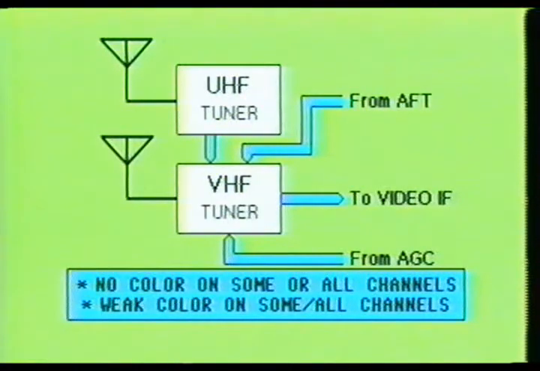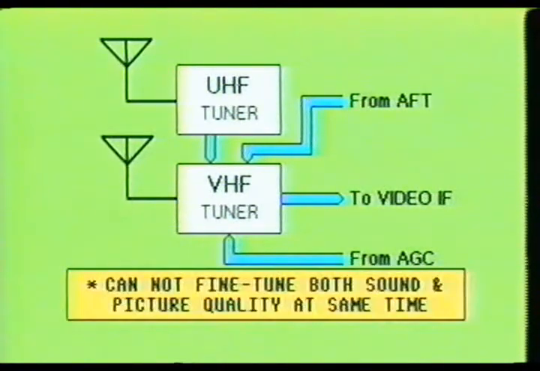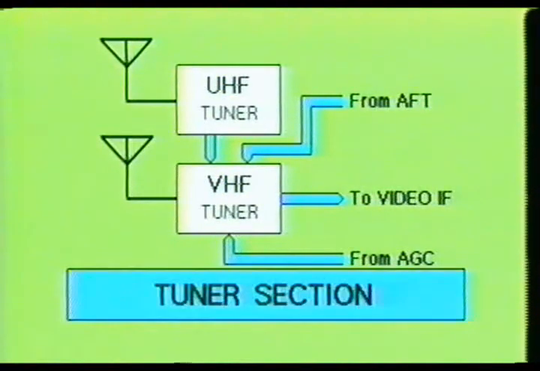Tuner defects can also cause the color to be missing or faded on just some or all of the channels. Defects in the tuner can also cause the picture and sound to be located at different fine-tuning settings. As you can see, tuner defects can create a number of symptoms within the receiver. These defects may be caused by a component which has changed value, a failed component, poor solder joints, or poor connections at the input of the tuner stages.